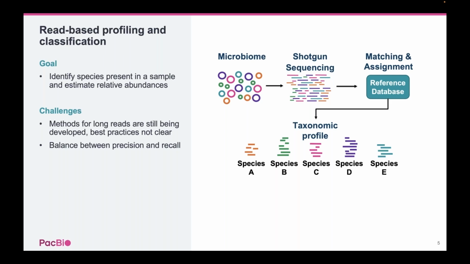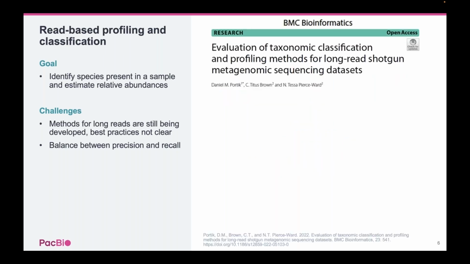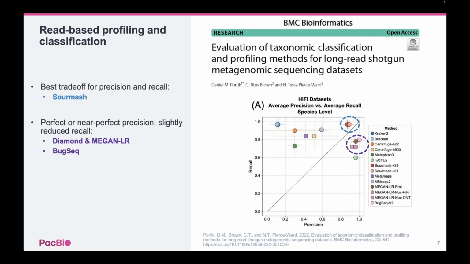And so to address these kinds of questions, I recently performed a study which was published at the end of last year in December, and we really tried to perform a comprehensive benchmarking study of classification and profiling methods specifically for long-read shotgun metagenomic data sets. And we found some really interesting results. And we were able to identify some methods that performed really well.